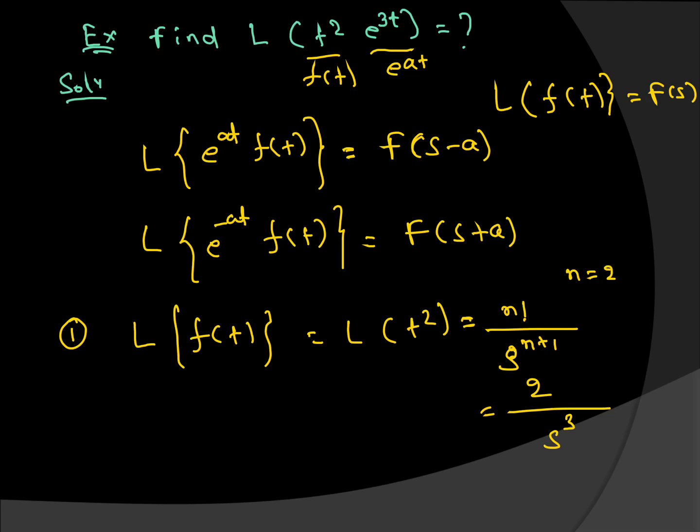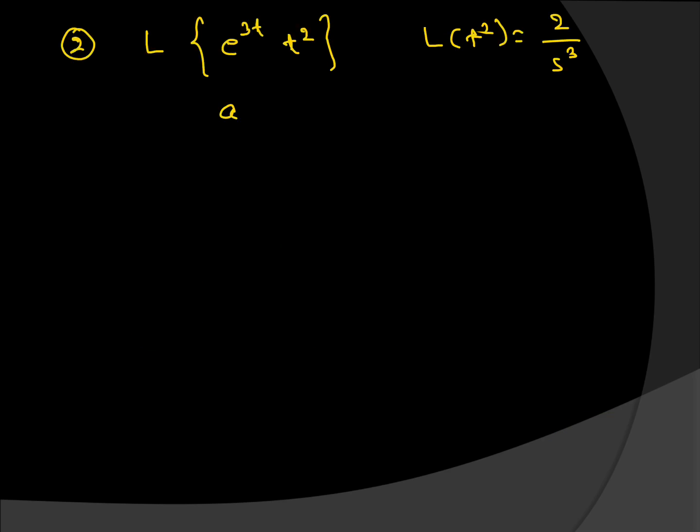Then we will multiply e to the power at in the second step. So a is 3 here, you will get F of s minus a. So 2 divided by s minus 3, whole cube. This is your answer. Just apply the first shifting theorem.